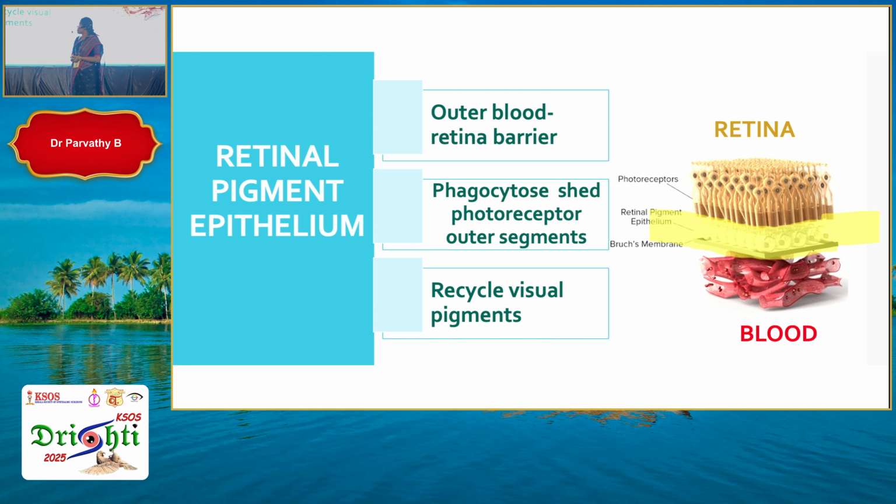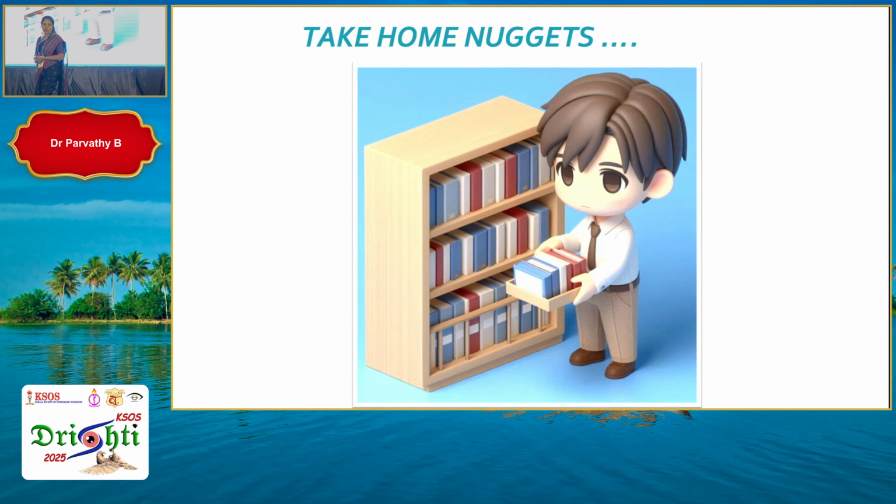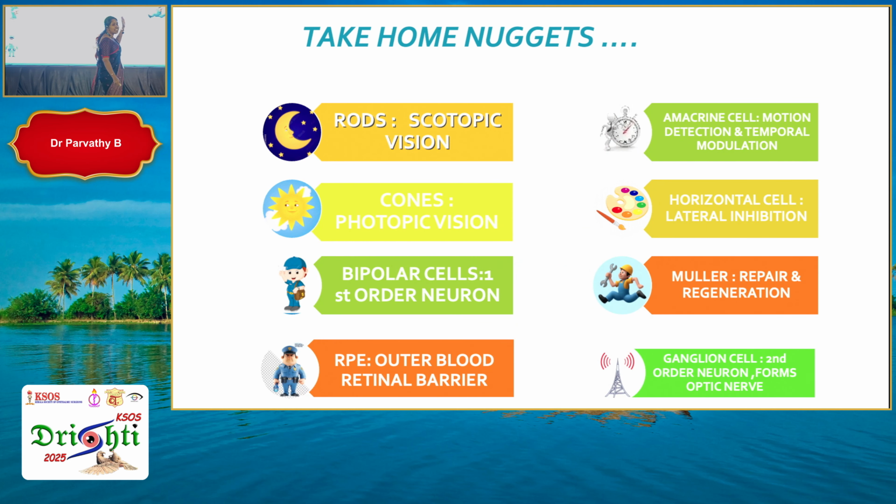And what are the take-home nuggets? What points should you remember? These are the key words you should take from our class, okay? And remember one thing, the retina is not at all a passive screen, but an active processor containing a living circuit of cells. Together, they transform mere photons of light into the rich experience of our vision, okay?